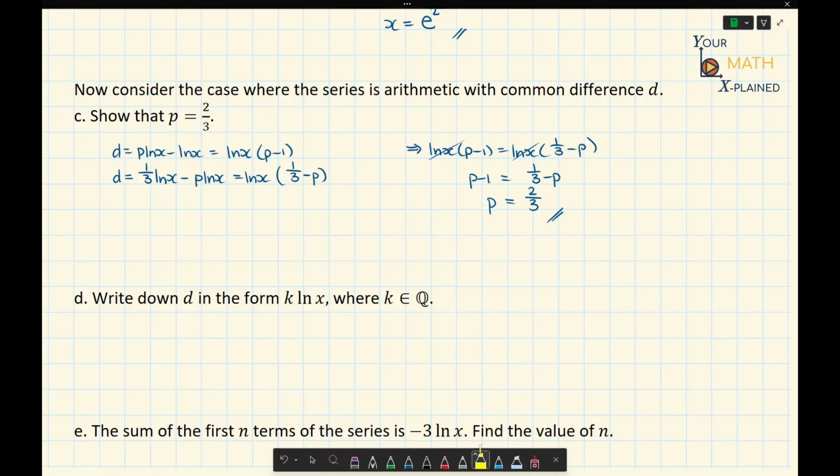Now the next part is asking us to write down the common difference d in the form of k times ln of x, where k is some quotient. So we can pick either one of these two equations and solve for d. The first one looks a little bit simpler, so that's the one that we're going to go with. So we get d is equal to ln of x times p minus 1, so that'll be 2 over 3 minus 1, which means d is equal to negative 1/3 times ln of x. And this is in the form that we want, with k being equal to negative 1 over 3.